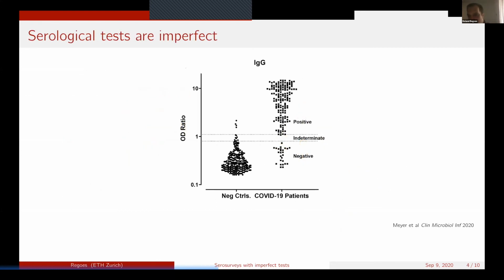So here I just would like to show you some actual data from a validation study conducted by Meyer et al. in Lausanne. And what you see is that there is quite a bit of overlap between people who had the disease and people who did not have the disease. And it is challenging to even define a cutoff.